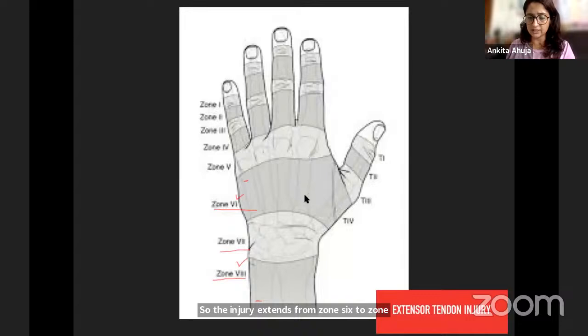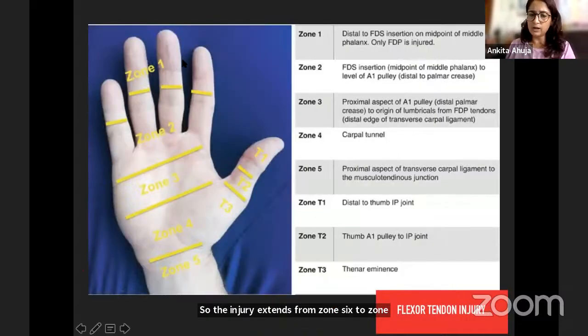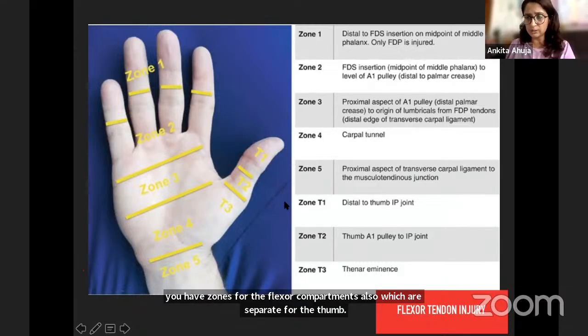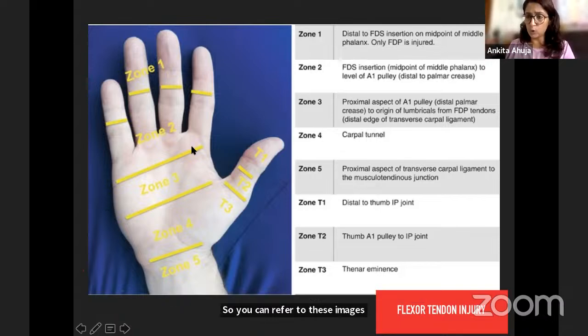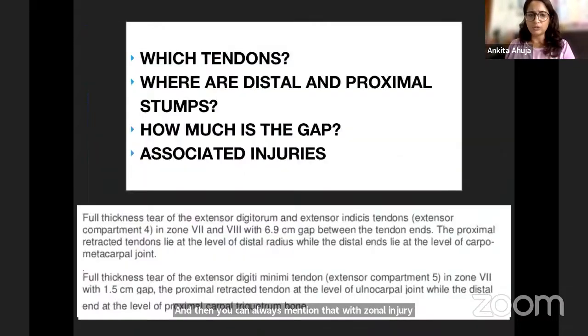So this is for the extensor compartment. Similarly, you have zones for the flexor compartments also, which are separate for the thumb. So you can refer to these images. They're available online. And then you can always mention which zonal injury it is, because the clinician might need to take a call based on that.